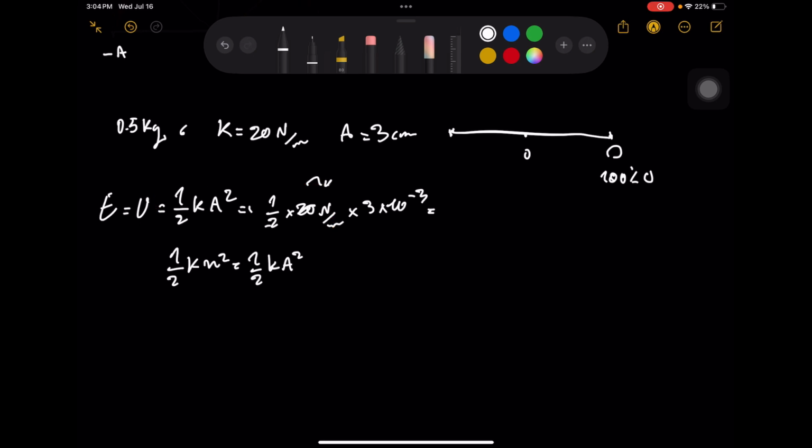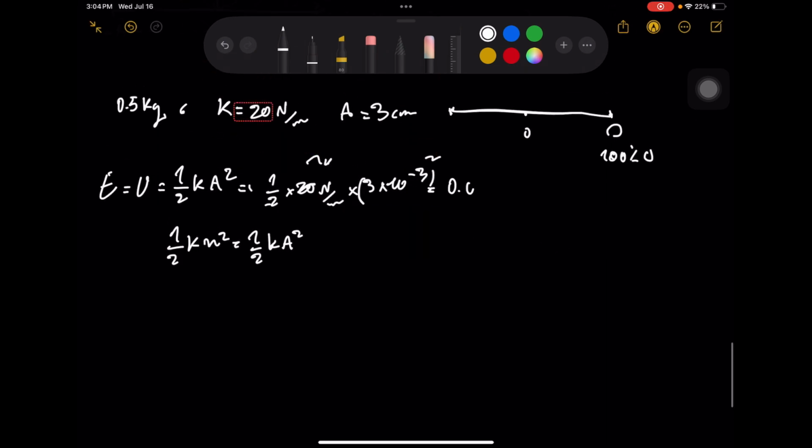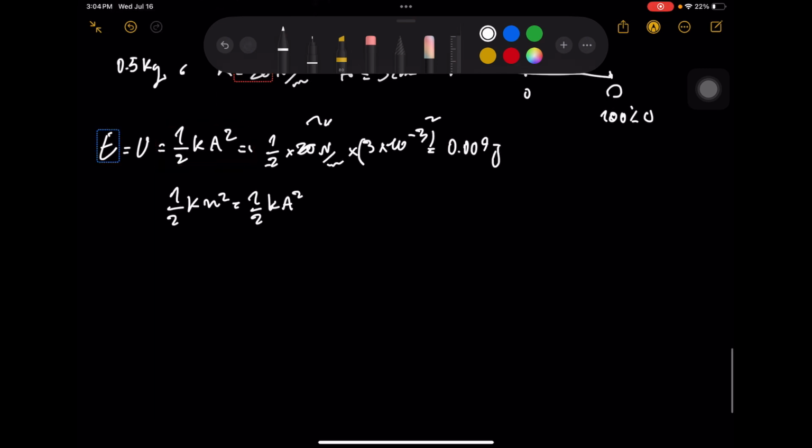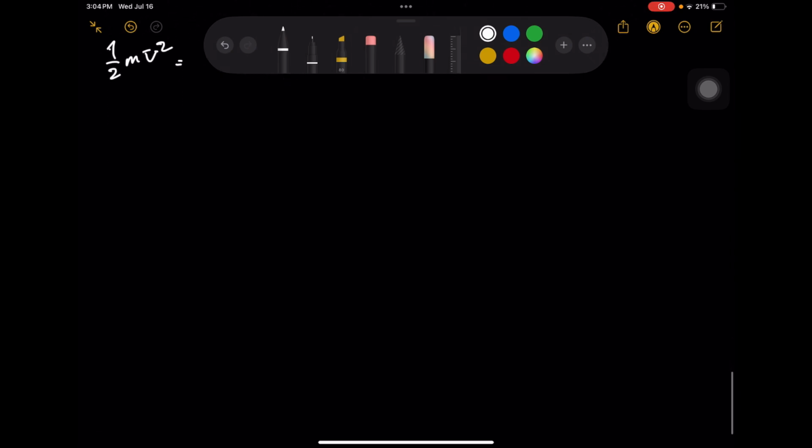So it would be 10 to the power of -6 squared here, and we will get 0.009 joules. Now let's say, what is the max speed? We said the total energy is 0.009 joules. The max speed comes from half m v squared, which equals 0.009 joules.